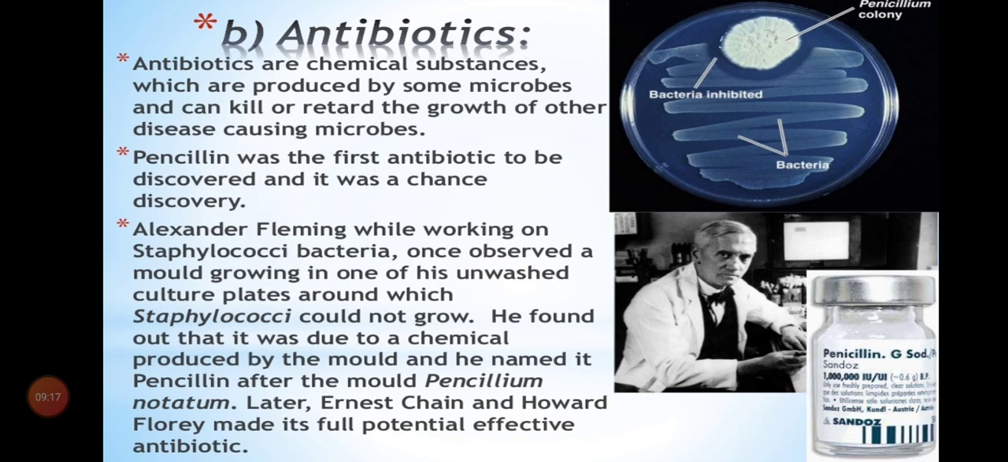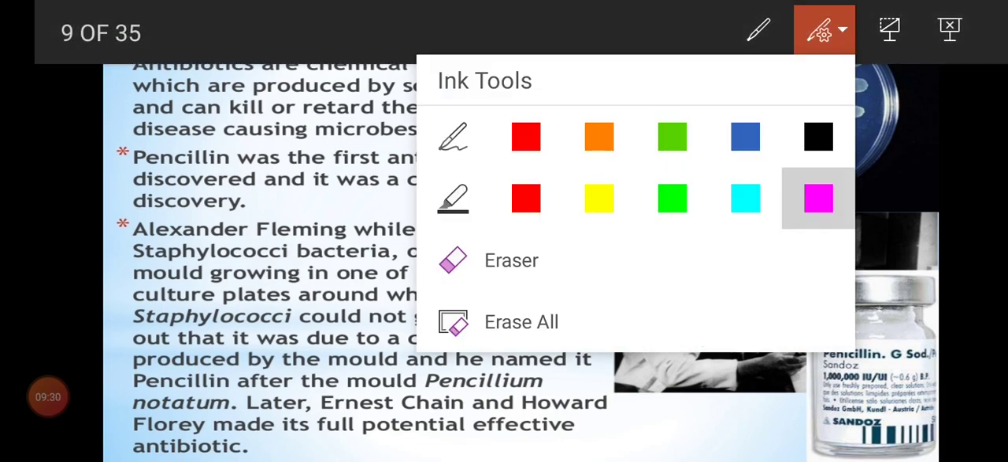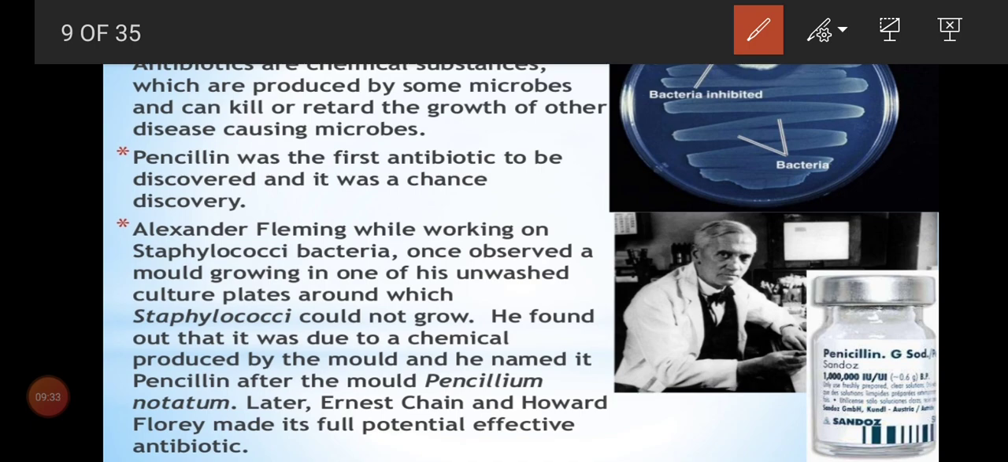So this is a Petri plate. Now the penicillin colony, look at that Petri plate. In that penicillin colony there is no bacteria at all. So from that he came to know that penicillin acts as an antibiotic to kill bacteria. So it is an accidental discovery. Antibiotics are chemical substances produced by some microbes that can kill or retard the growth of other disease-causing microbes. Retard means it will stop, it will reduce, okay.